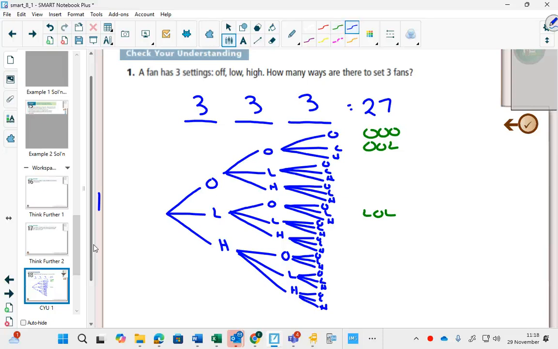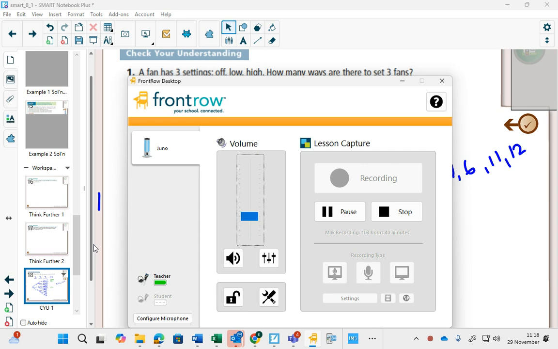Okay, questions for practice on this one are 3, 4, 6, 11, and 12. And you're going to find that there are lots of practice questions in this unit because they're all a little bit different.